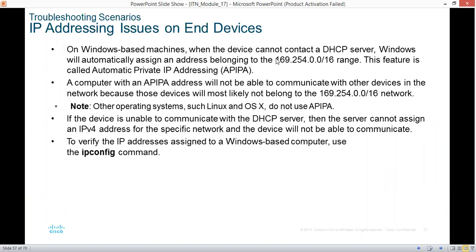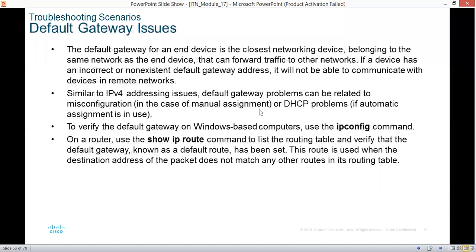IP addressing issues on end devices. If DHCP, for instance, is not active, remember your system will pick numbers arbitrarily under what we call automatic private IP addressing, which is 169.254.0.0. So you have a system picking this IP address because your DHCP server is not working or cannot connect to the DHCP server. So what we're saying is that what do you do? You can use ipconfig /release and ipconfig /renew to test to see if your DHCP server at that point in time is active or not. Please, I want you to note that down. So, default gateway issues.